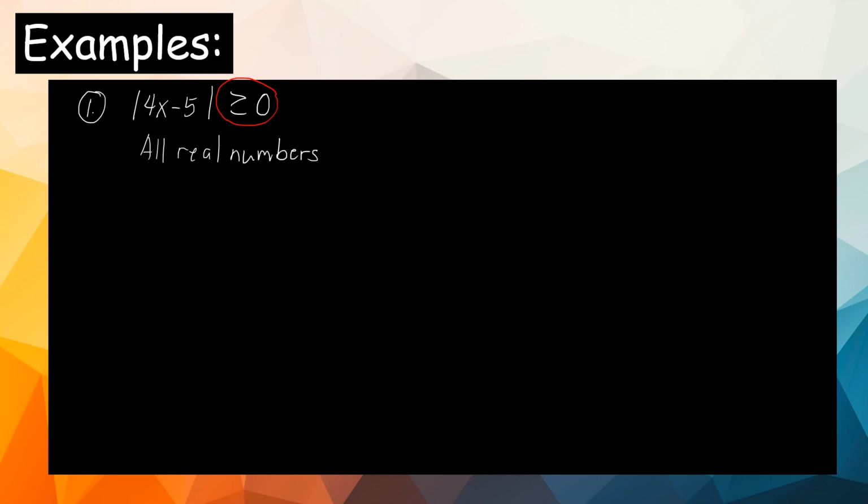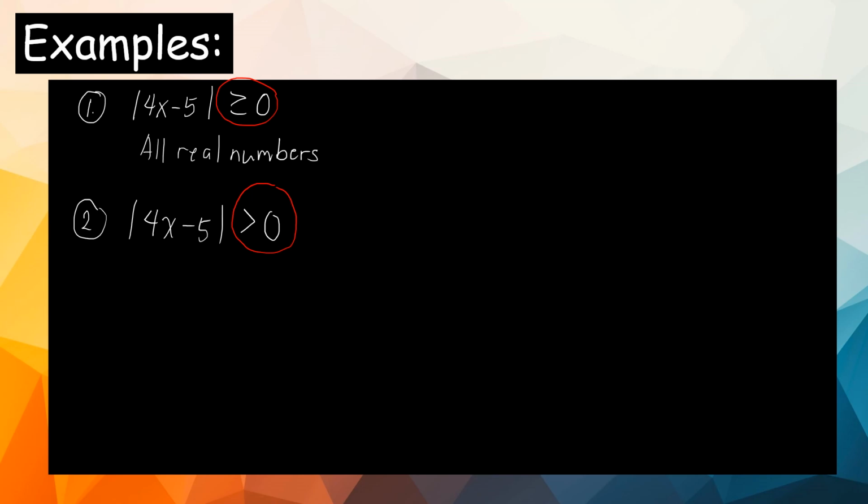Let's have another example, almost similar to the first example. So let's use the absolute value of 4x minus 5, but this time we'll have greater than 0. Take note of that one. If you have greater than 0, you'll be following rule D. So it says that you need to make your absolute value equal to 0, and that value is the one that you should not include in your solution.